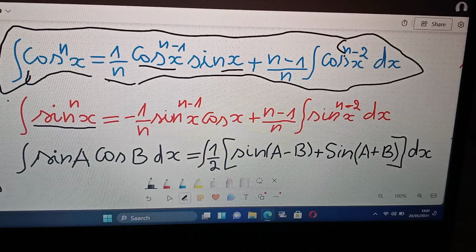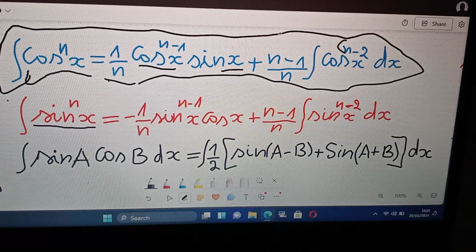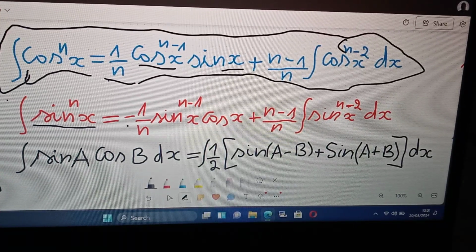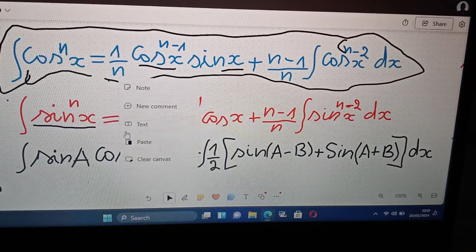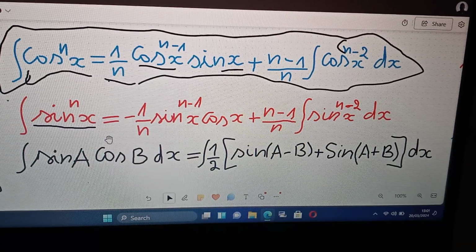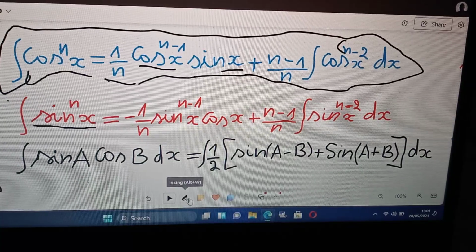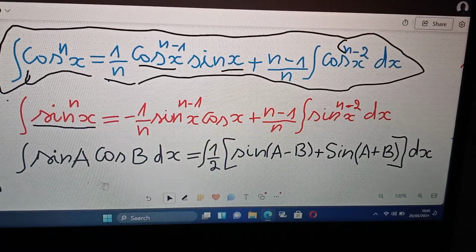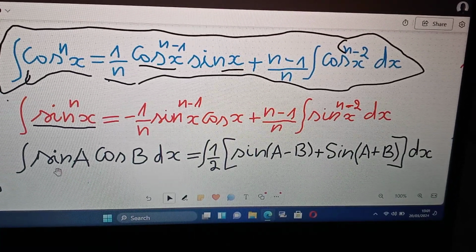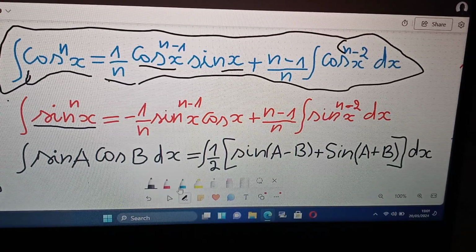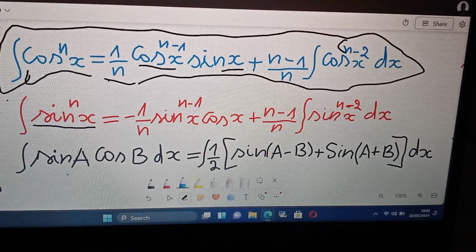We use this formula when the power is odd or even. It is the same for cosine and sine. Here we know the difference between sine and cosine. And also we shared how to integrate the product of trigonometric functions using Simpson's formula.